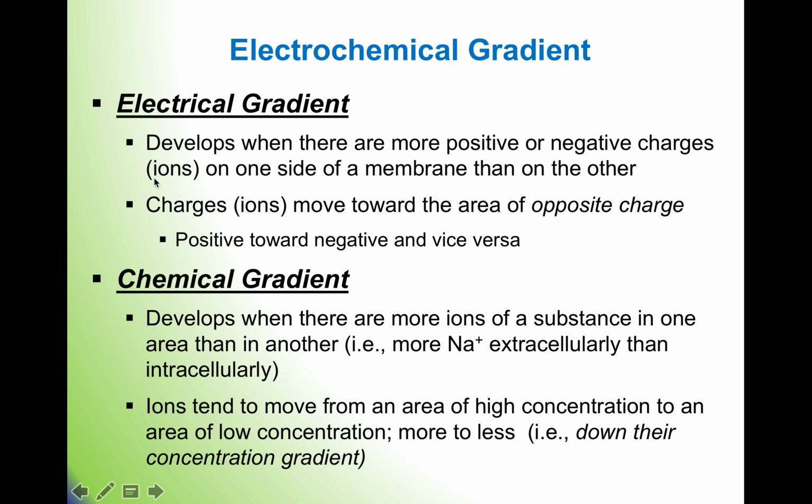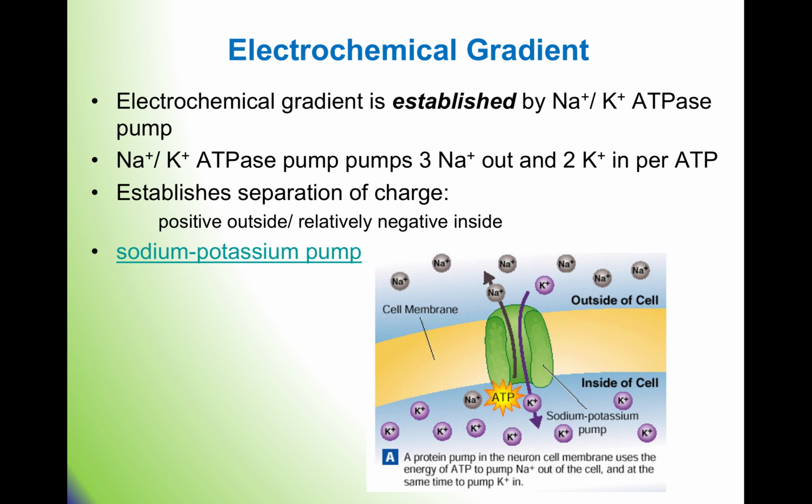Now the next question that arises is, how do I maintain this electrochemical gradient? First of all, let me show you this slide. This is basically highlighting the establishment of the electrochemical gradient. Your sodium-potassium ATPase, 3 sodium out, 2 potassium in through the use of ATP. And again, you're establishing a separation in your charge by having more sodium outside and less potassium inside the cell.